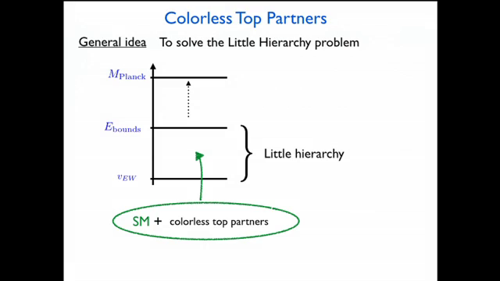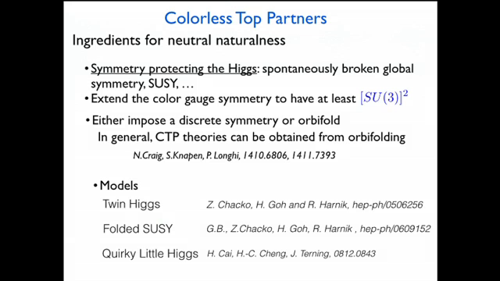So essentially the idea of these theories of colorless top partners, or neutral natural theories, is to fill this little hierarchy gap with the standard model plus, at the minimum, colorless top partners, so as to solve at least the hierarchy problem, or the little hierarchy problem here. Eventually, most of the theories, or all of the theories we have thought of that act this way, will have a cutoff not far above this scale of a few TeV.